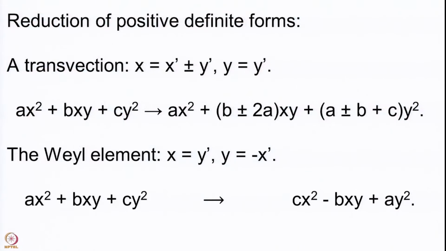And then we also proved in the last lecture that every positive definite form is equivalent to a reduced form. So, before we go to the main proof, let me just quickly recall these things for you, that we have introduced these very important transformations.